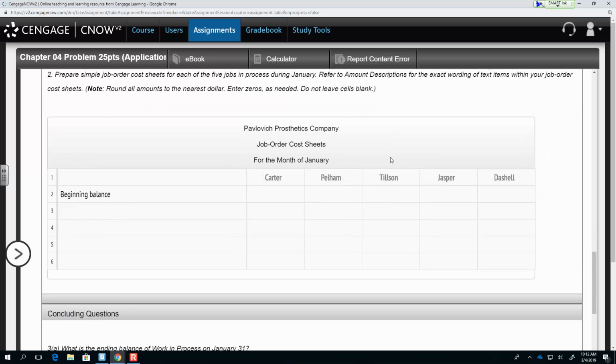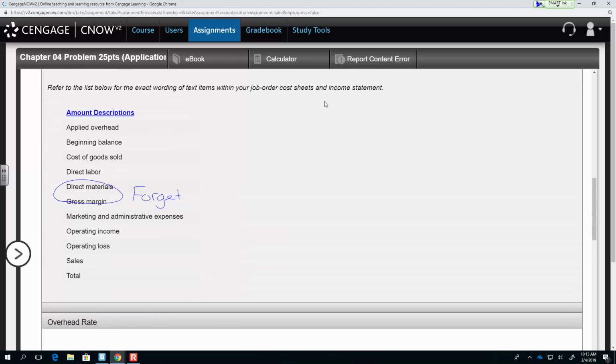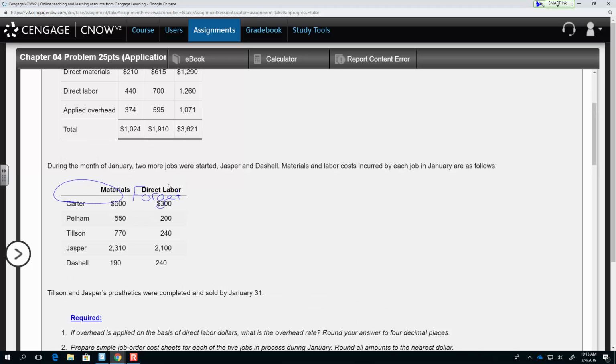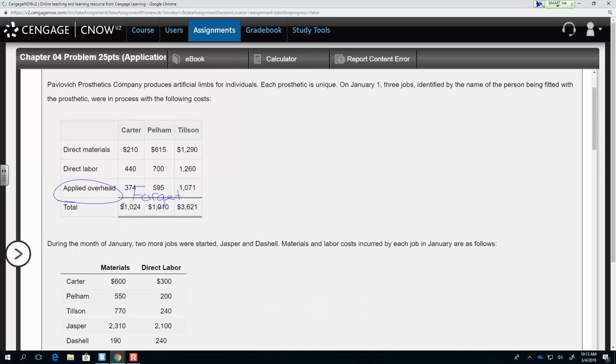One thing that our last problem did not have was a beginning balance. And I see this sometimes on the test. Students will grab the current information and will forget to add what we did last month on this job. So that's what CNOW is trying to get you to do: don't forget that you have beginning balances on the first 3 jobs here.